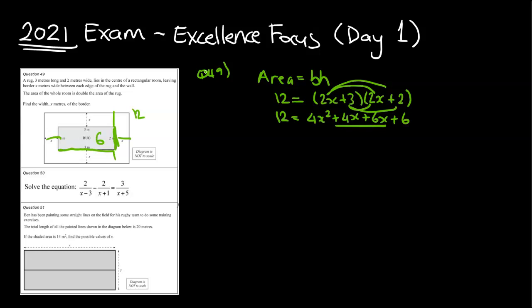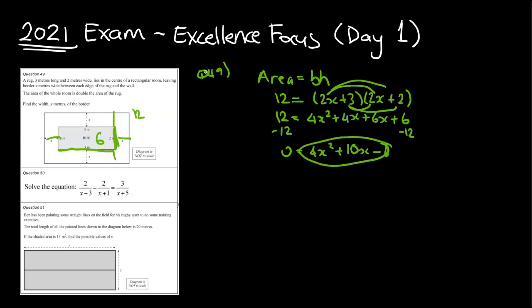Simplifying this stuff in the middle, and at the same time, we'll actually move over this -12. So 0 is equal to 4x squared plus 10x. That's these two combined. And then we've got -6. So we're on the right track. I like this one here.